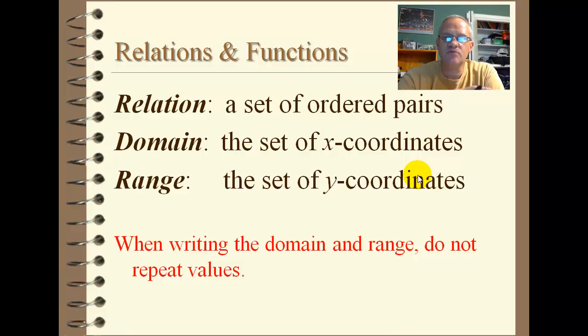Keep this in mind, though, very, very important. When you're writing the domain and the range, you do not repeat values. So if the number comes up more than once in the domain, when you write down the numbers that are in the domain, you only write it one time. We just want to know what numbers are in the domain. We don't want to know how many times it comes up, okay?